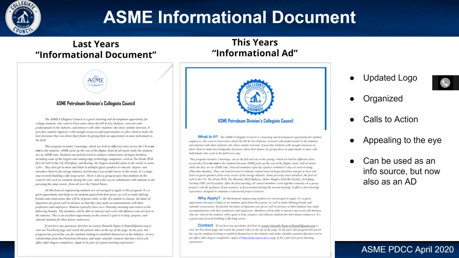What is it? Why apply? It helps to organize it, but it also makes a person want to read it, in my opinion, versus just a bunch of words like last year's on the left. This year's makes you want to read it, and you can read the information that you want to read. You may not want to read why apply or contact, but you might want to know what it is so you know where to go immediately. So this year, it can be used as an information source, but also as an ad at this point.